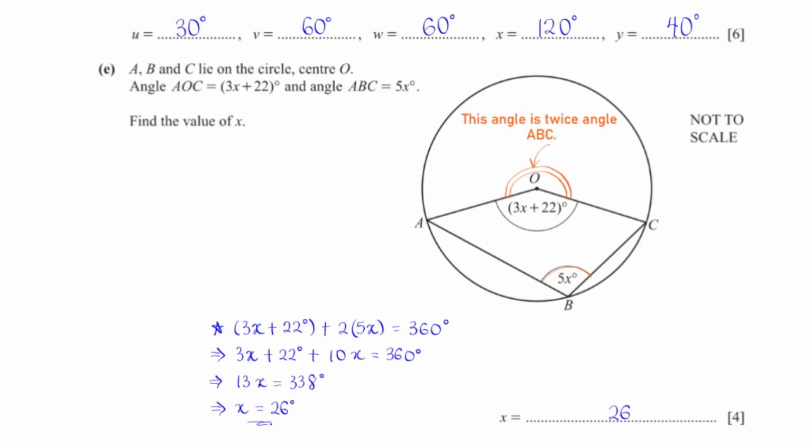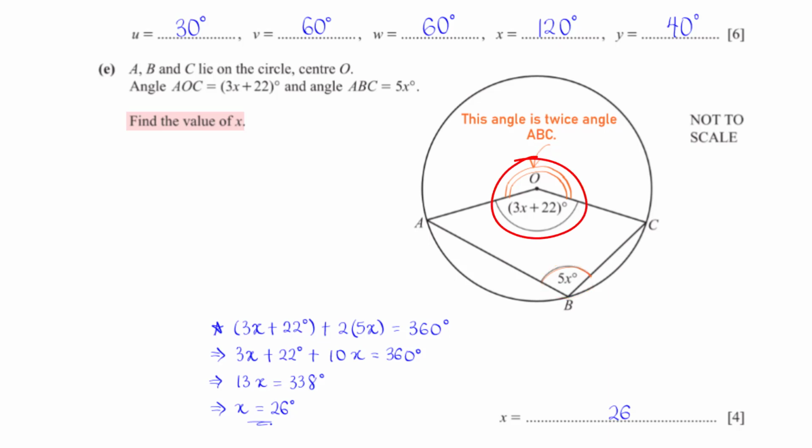A, B, and C lie on the circle center O. Angle AOC is 3x plus 22 degrees and angle ABC is 5x degrees. Find the value of x. On the diagram, we have a quadrilateral with 3 of its vertices on the circumference of the circle and the 4th vertex at the center of the circle. This means that this angle is twice angle ABC, which has been given as 5x degrees.